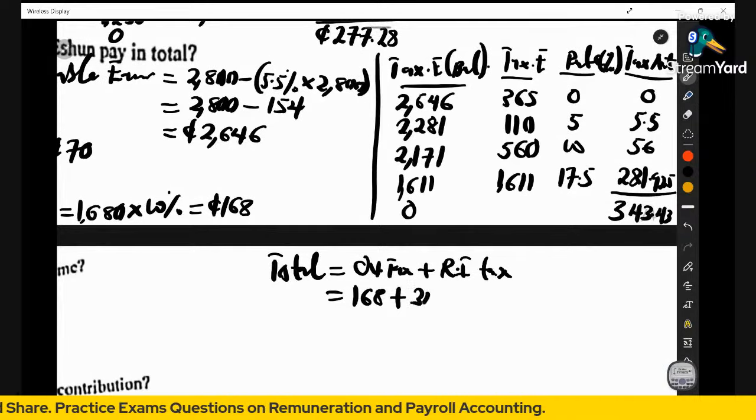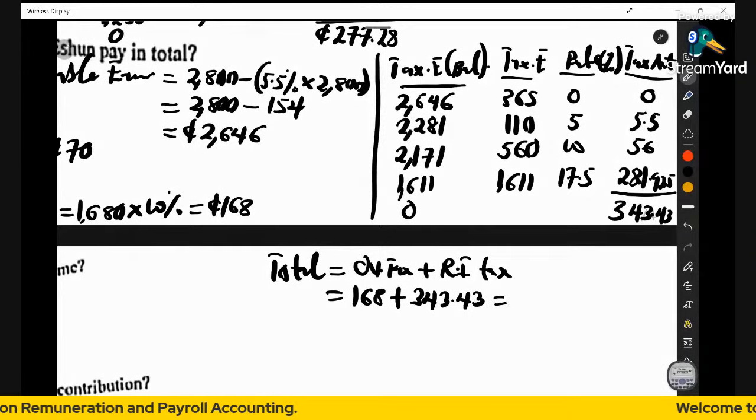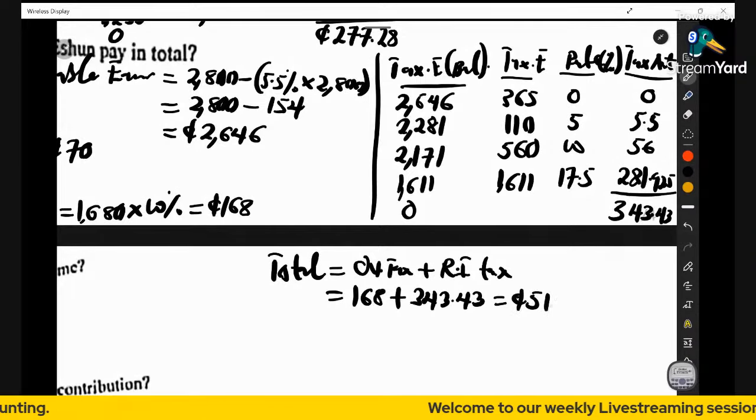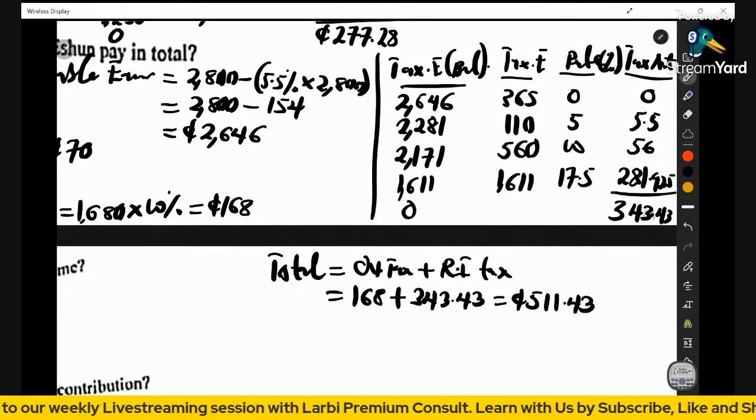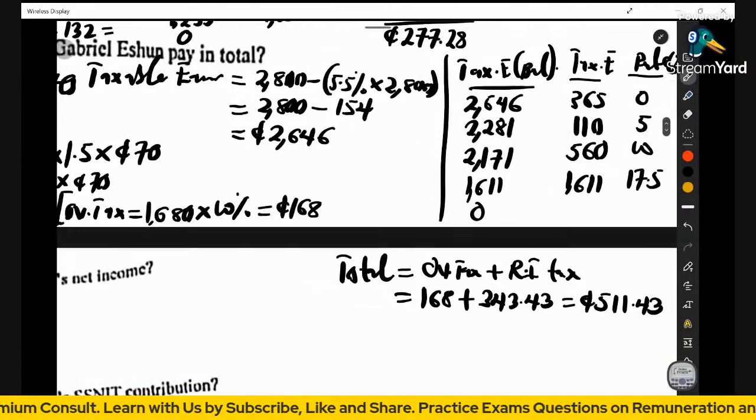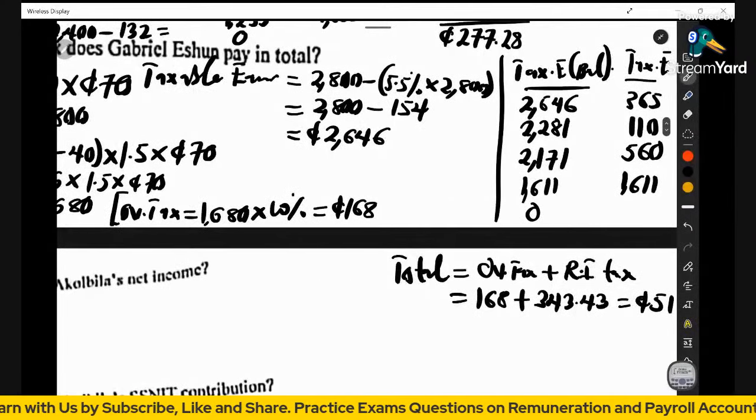So we have 343.43. And what are we getting? In my case, I had a total of 511.43. Please compute that to see if that is correct so that we all find ourselves at a safe place. This is what I was getting as the total tax that Gabriel will pay in that particular case. Let's take note of that.